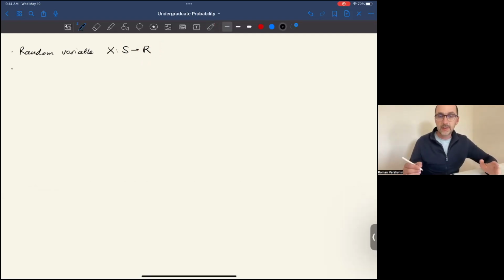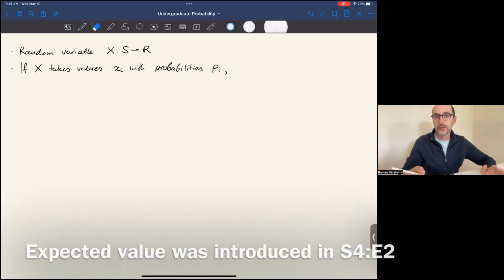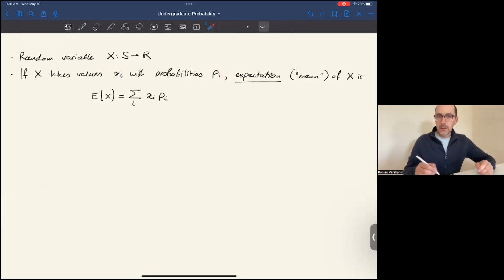If x takes values x1, x2, x3, and so on, with probabilities p1, p2, p3, and so on, the expected value of x, also called expectation or mean, is computed by multiplying every value by the corresponding probability and then summing overall values. So a random variable transforms an outcome into a real number.